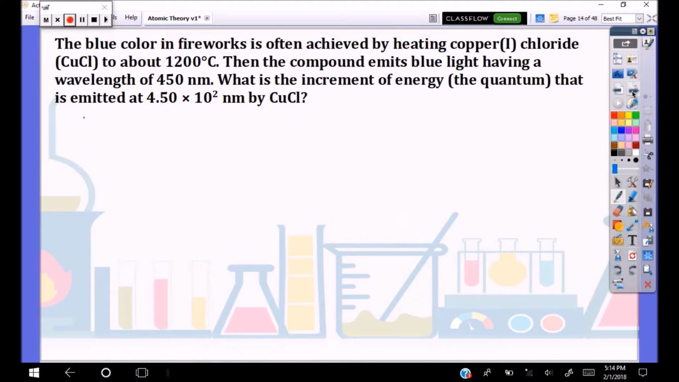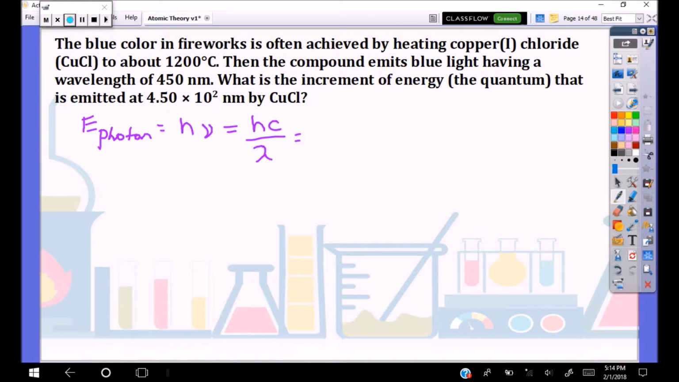Okay. Well, we know the energy of our photon is equal to h nu, right? And that's equal to hc over the wavelength. We don't need to solve our frequency in between. We can just plug it straight in.